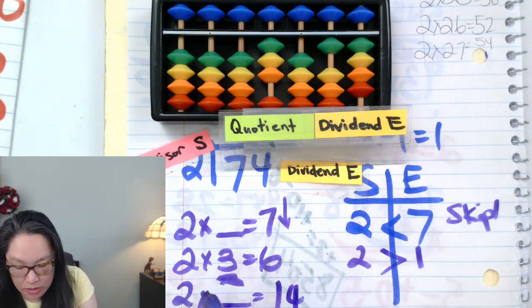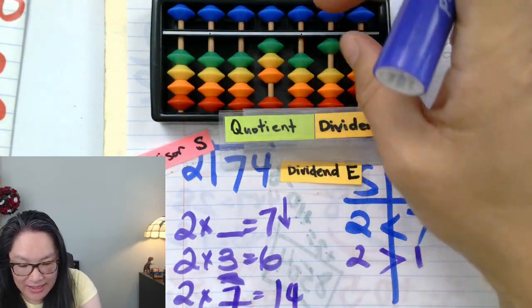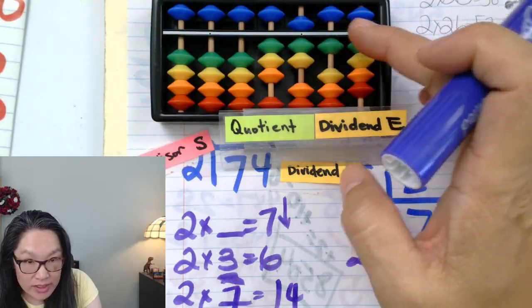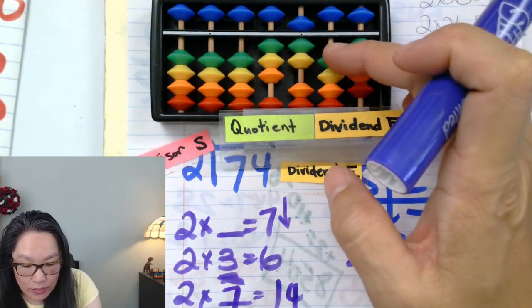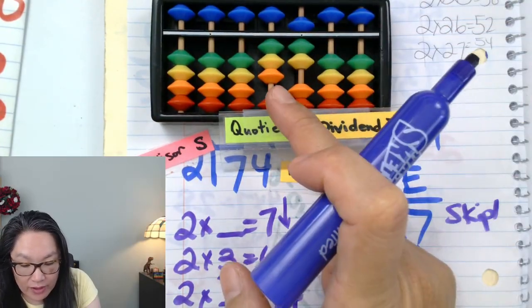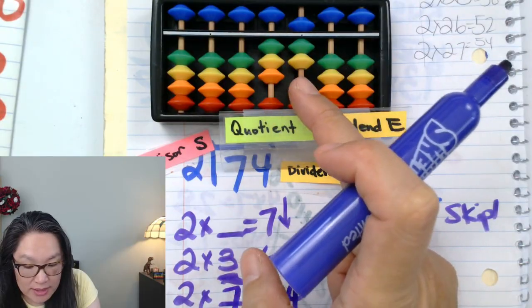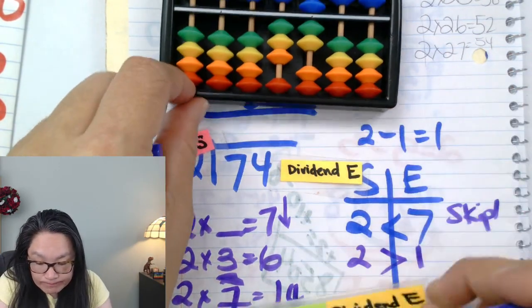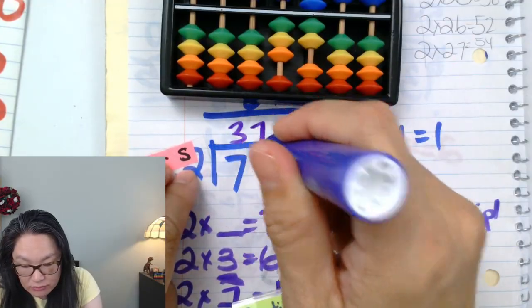Oh, okay. So 2 times 7, so I'm going to add 7. I'll add the 7, and so all I got to do is take away 14. Take away 1, take away 4. So my final answer is 37. So that's my answer. 37.